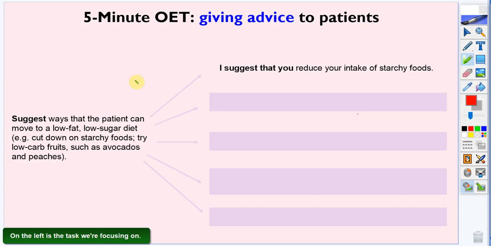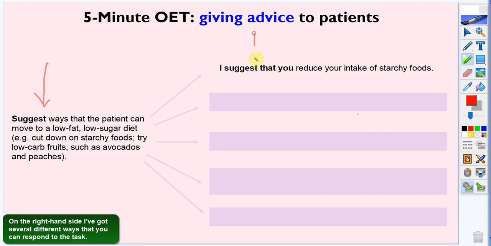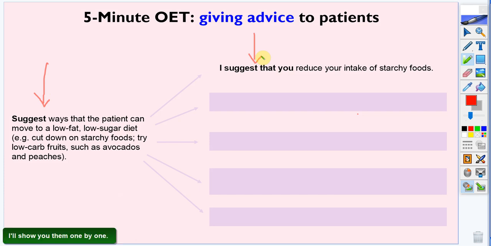On the left is the task we're focusing on. On the right hand side, I've got several different ways that you can respond to the task. I'll show you them one by one. The first sentence uses the verb suggest. Actually, there are two structures you can use after this verb. I'll show you the second one in a moment.